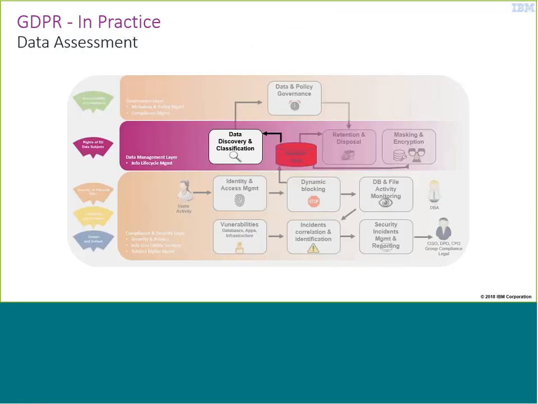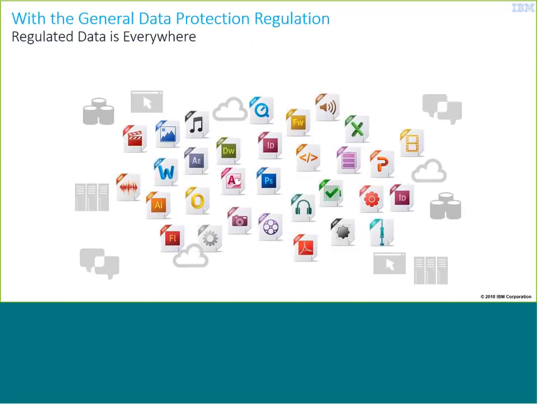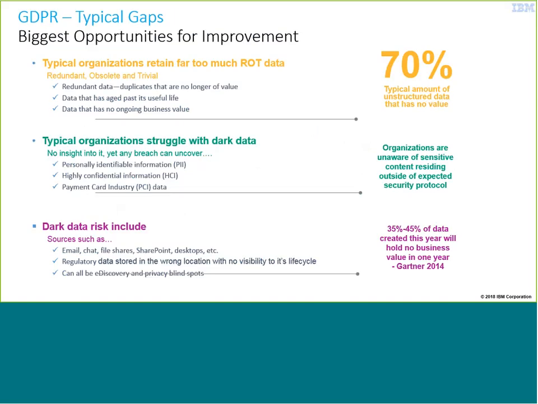The first one is data assessment, for data discovery and mapping, which starts at the data management layer. And as I told, this particular slide speaks out loud that wherever the data is, it has to be regulated. It doesn't matter in what format it is, it has to be regulated. And the first step is its mapping. Now, what are the typical gaps in an organization, which are also the biggest opportunities for improvement? 70% of the typical amount of data is unstructured, and has no value.